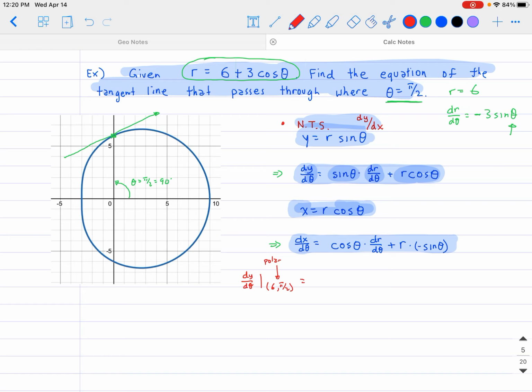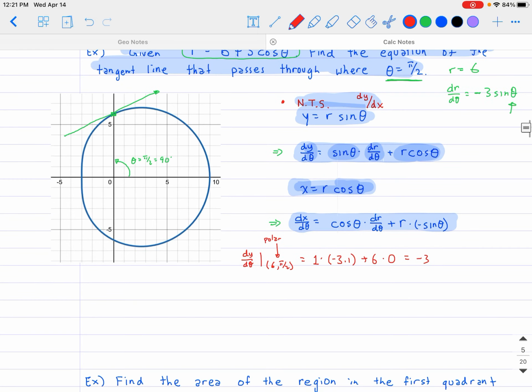So first off, sine of theta, that's sine of pi over 2, which is equal to 1. Multiplied by dr d theta, that's negative 3 multiplied by sine of pi over 2, which is also 1. And then plus r, which is equal to 6, multiplied by cosine of pi over 2, which is equal to 0. Cleaning that up, we get negative 3. Now we're going to solve for dx d theta.